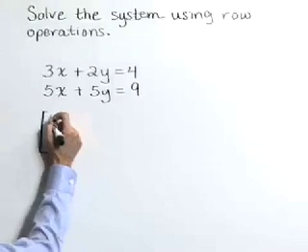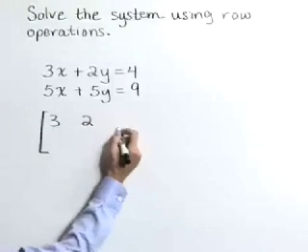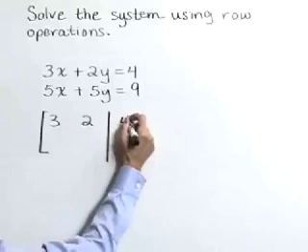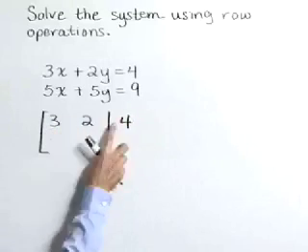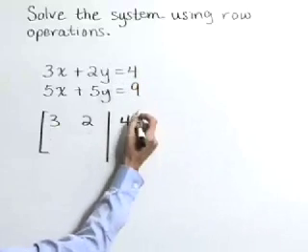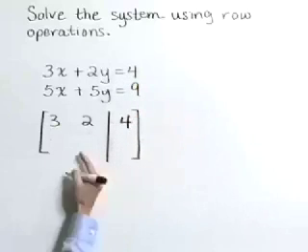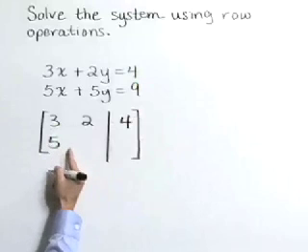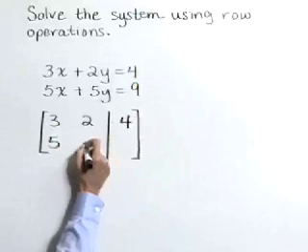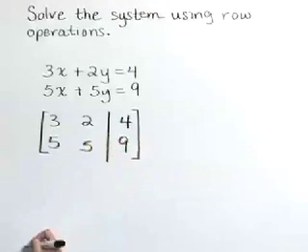That augmented matrix is 3, 2, 4 for our first row. Here we're putting the coefficients of x and y on the left and our number by itself over here on the right. Our second equation we'll write in the augmented matrix now using coefficients 5, 5, and 9.